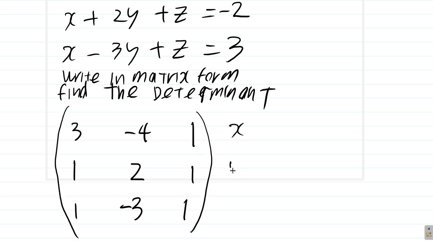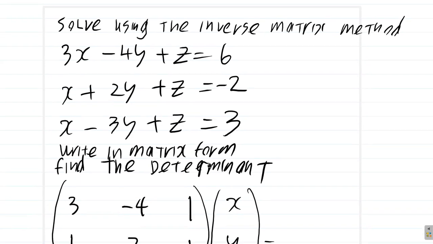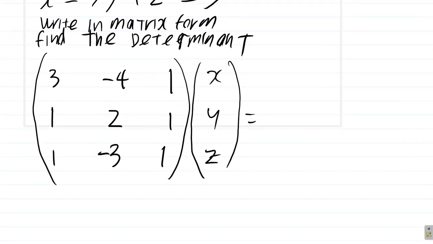We have x, y, z here equals 6, negative 2, 3. So we have a 6, negative 2, 3 here. Alright?